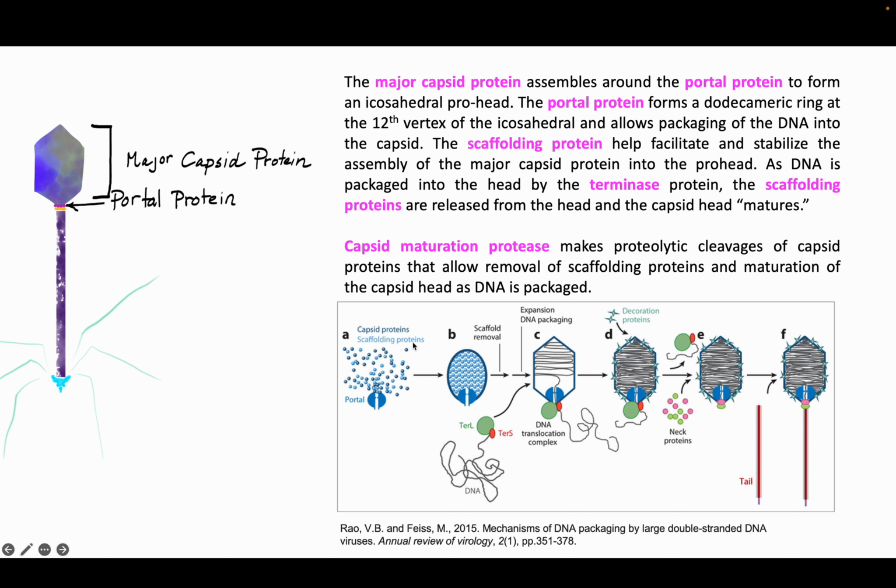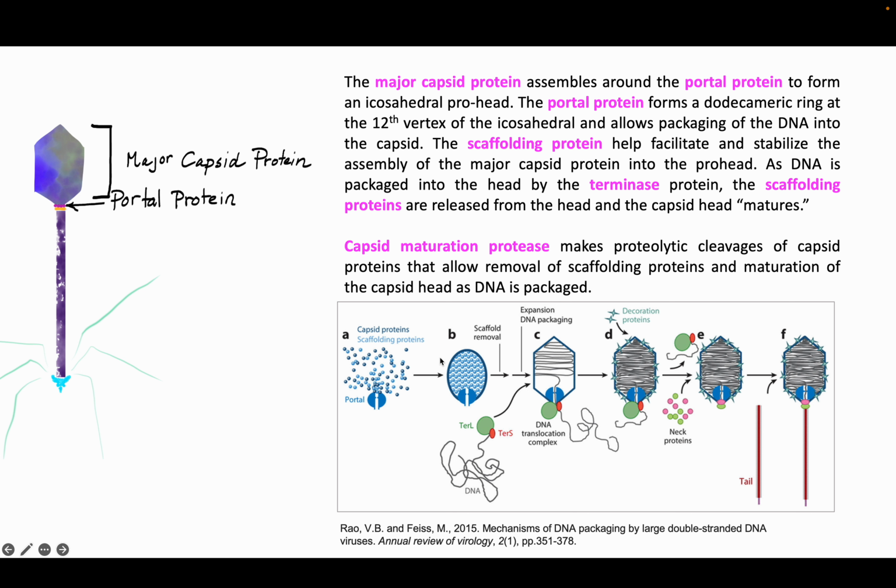So the capsid proteins assemble to form this icosahedral head, and they do so by assembling around the portal protein, which is shown here. And again, this is a dodecameric ring of proteins that form the opening to the capsid. And there's a second protein involved in this process, and it's called the scaffolding protein. And the scaffolding protein does exactly what you think this protein might do. It helps facilitate the assembly of the capsid protein into this icosahedral head.